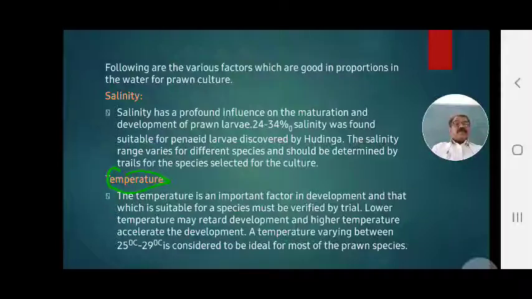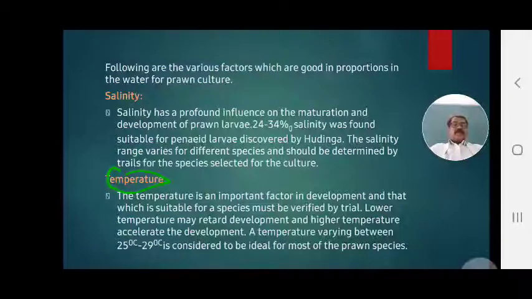This important factor in development is to be suitable species to species, which is to be verified by trial and error method. We must see which temperature is ideal for the culture of prawns. Generally, lower temperature may retard the development, while higher temperature accelerates the development of prawn. The more the temperature, the more it accelerates the development; the less the temperature, the more it retards the development.